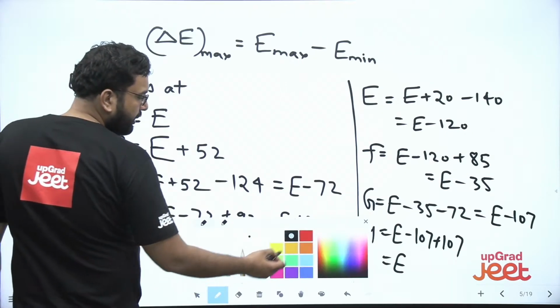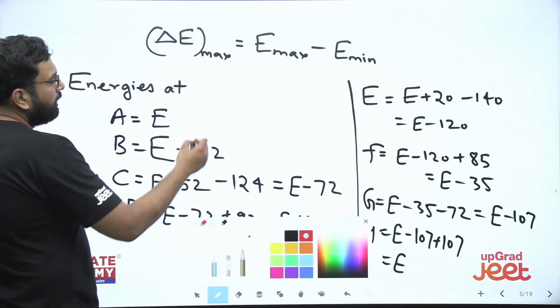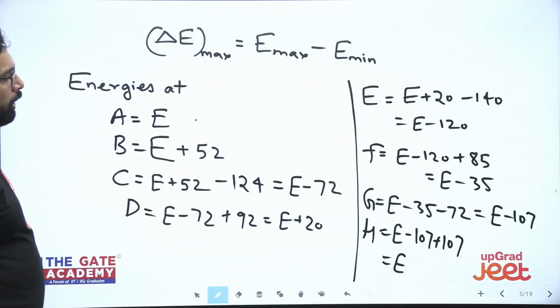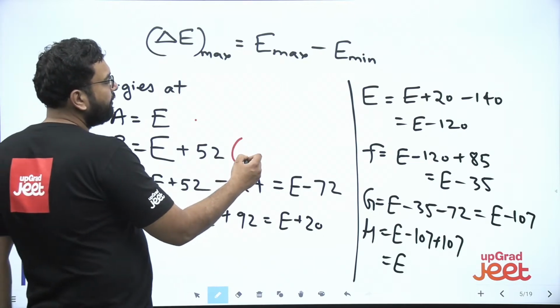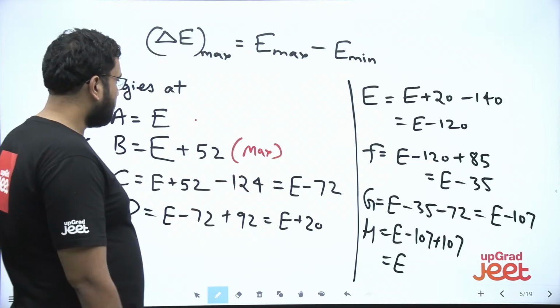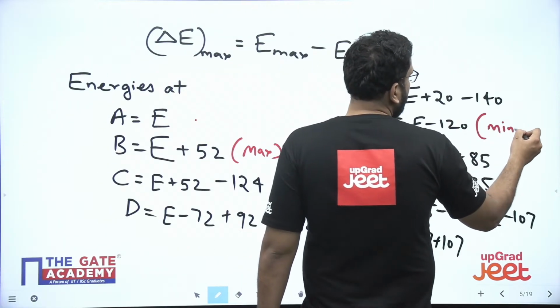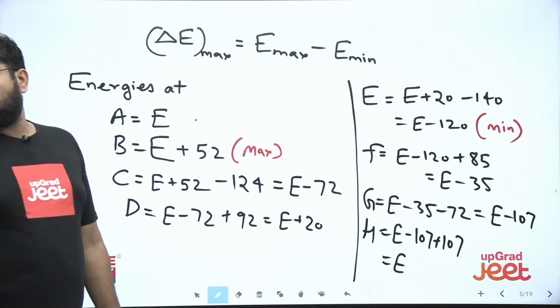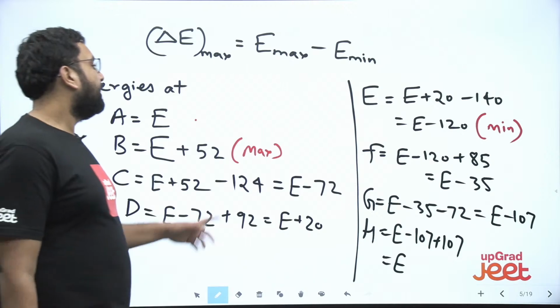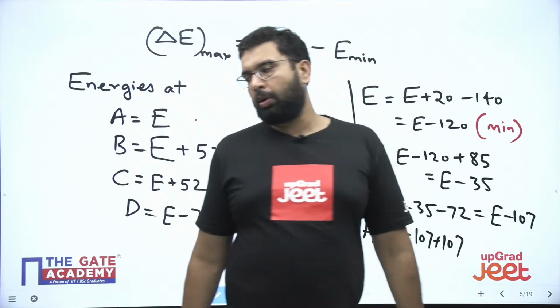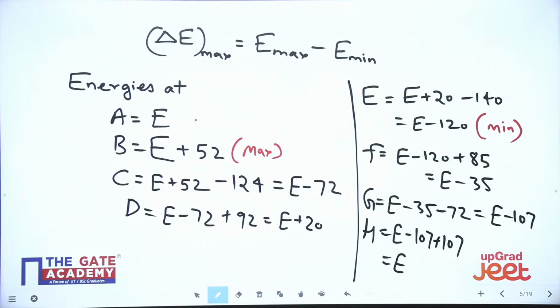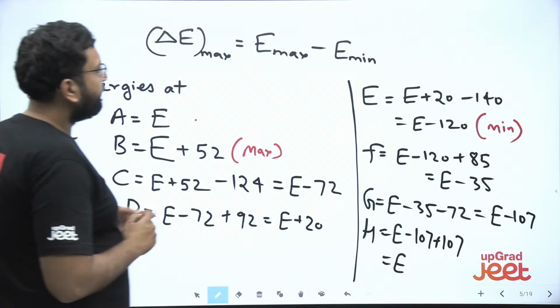So we are having all this. Now if we see, this is the maximum one, na? E plus 52, I think very clearly it is the maximum one, and this is the minimum one, right? Please answer me yes or no. So from here we can observe that this is the maximum, this is the minimum. Yes or no, please answer me.